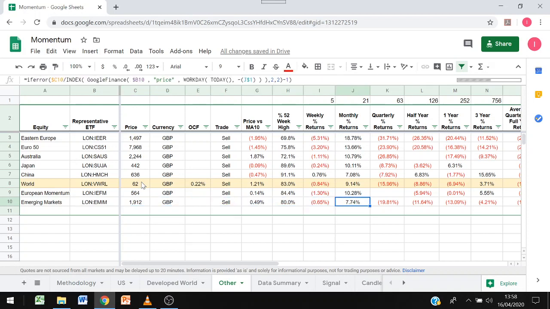So where it's showing blanks, that means there's no data, which means that the share wasn't traded on the days that I'm pulling the data from Google Finance. So where we see that, it's a slight concern because it's possibly not that frequently traded and not that liquid, the ETF. So just need to be a little bit careful with that.